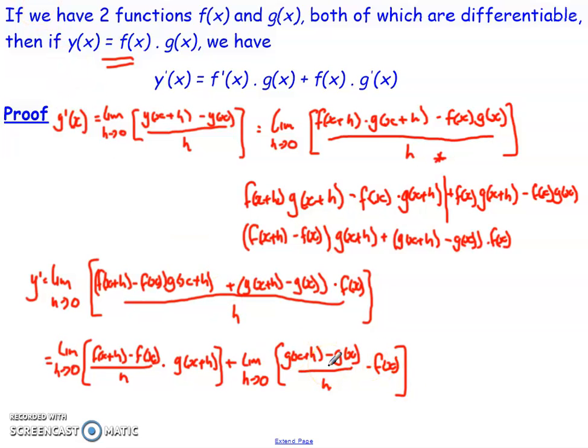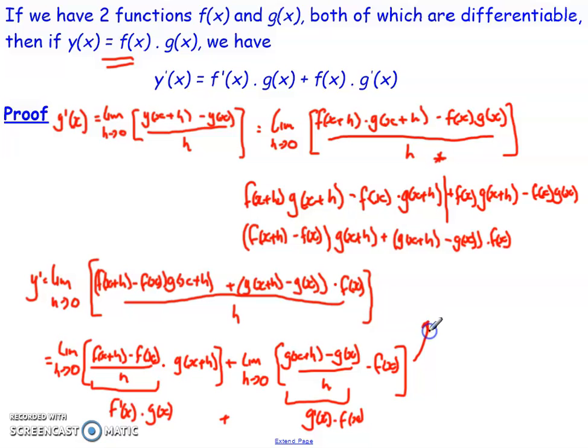Now if you look at each of these parts, what you'll notice is this here, the f of x plus h minus f of x over h, that there is the definition of the derivative, f dashed of x. And as the limit as h tends towards 0, this becomes just g of x. So that can be written as f dashed of x times g of x. And then this second part is the same logic. This here is the definition of g dashed of x. And then I've just got f of x on its own, so I've got times f of x. And I've got my add in the middle because I've split it.